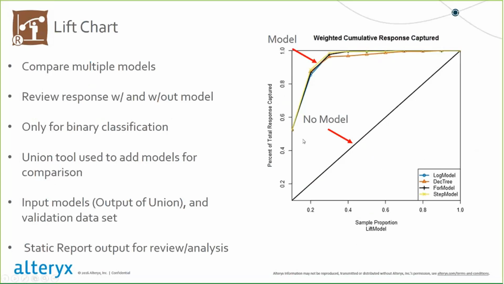And then the one thing I wanted to talk about was our lift chart. So for instance, in our linear regression tool, we found that our linear regression model probably wasn't the best model to use. So let's say we used our decision tree, and now we wanted to compare them. Which one of our linear regression model, our decision tree, or even our stepwise model is most effective? Which one do we want to use in the final process?